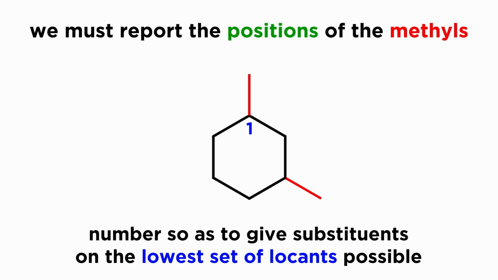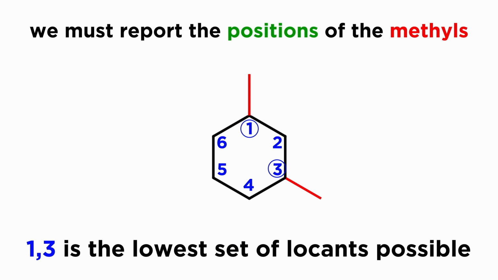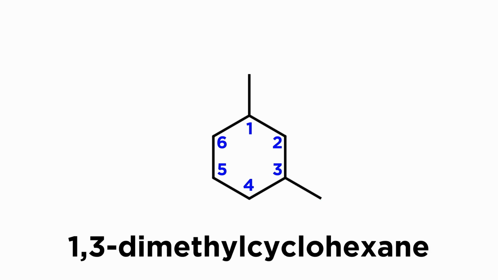This means that the carbon that bears 1 methyl will be carbon 1, and we will number in the direction that puts the other methyl on carbon 3, rather than going the other way, which would put it on carbon 5. That's because 1,3 is a lower set of locants than 1,5. So this will be 1,3-dimethyl cyclohexane.